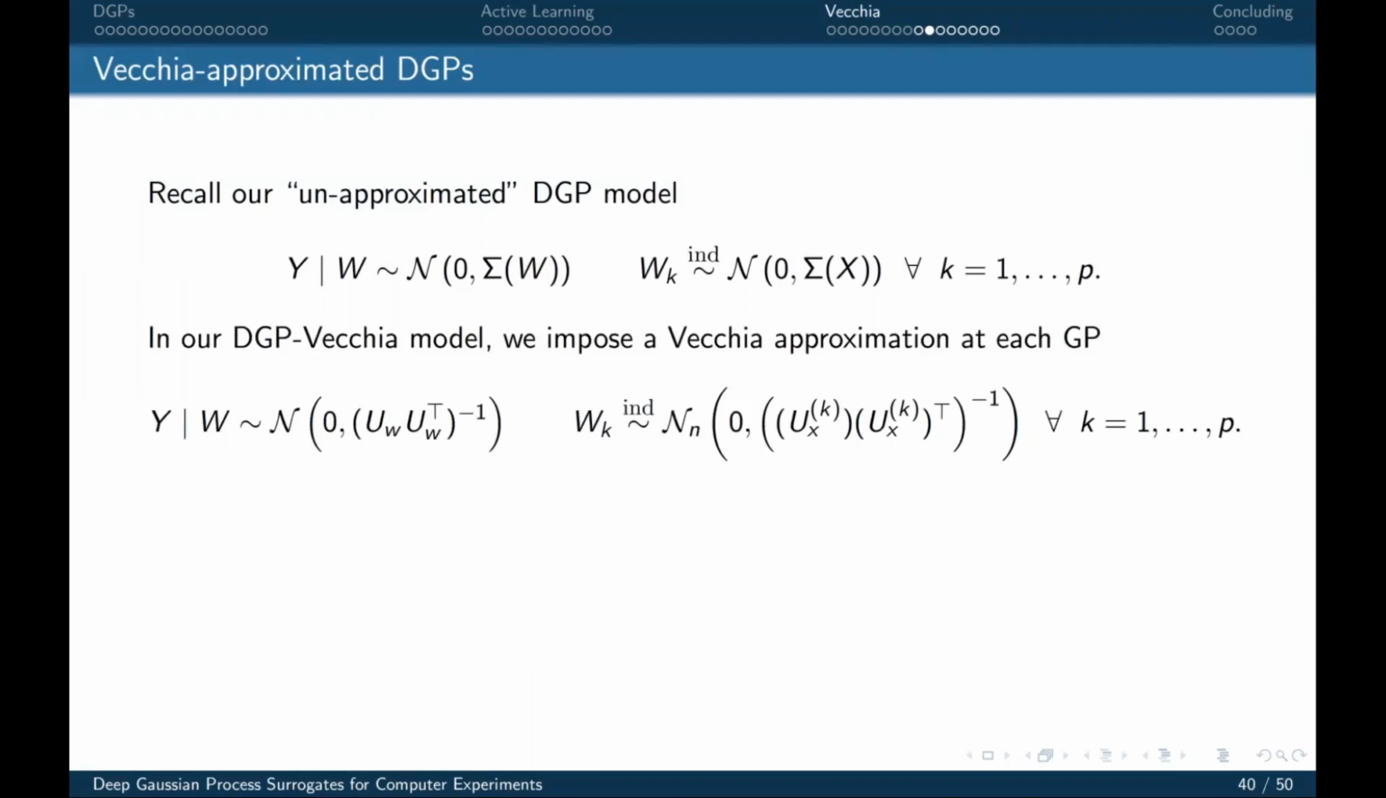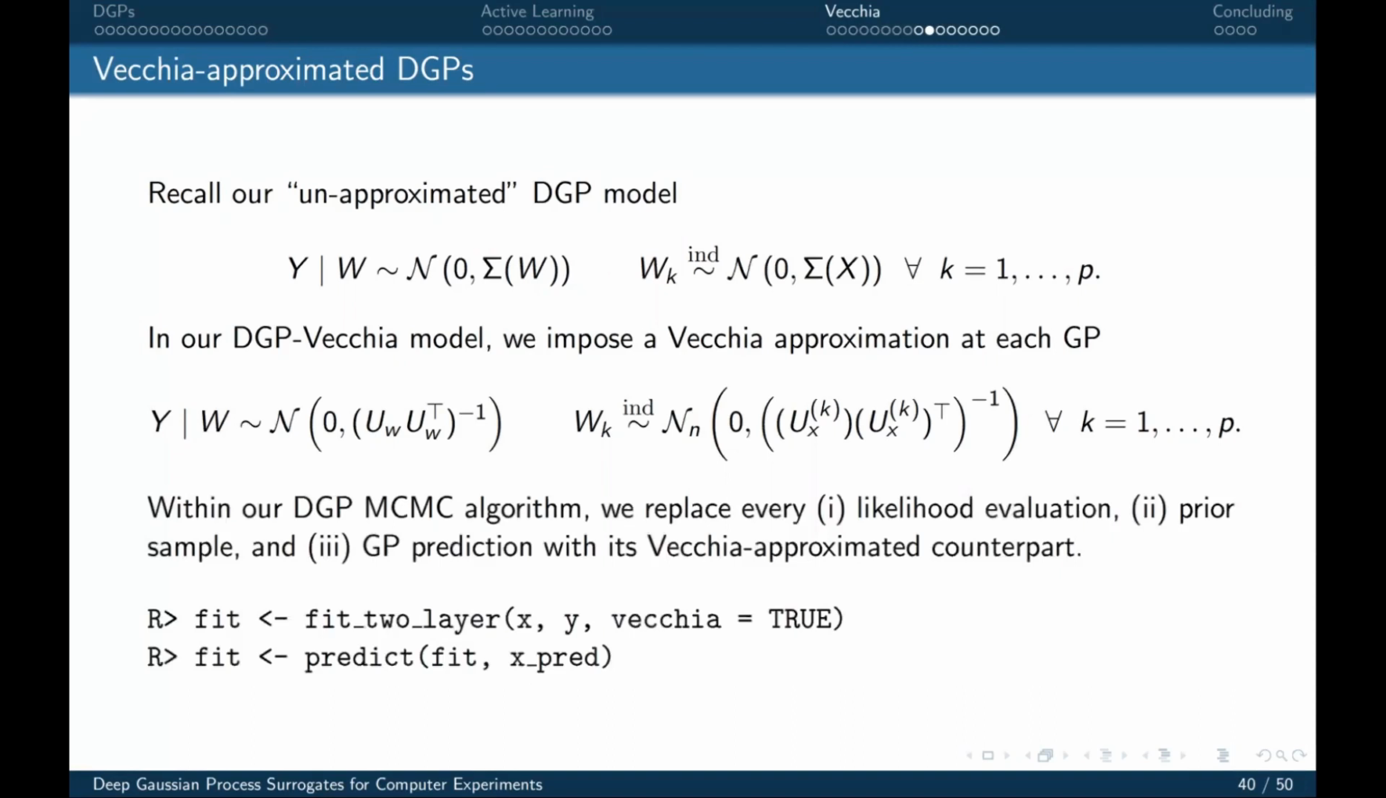So everywhere you see a sigma W, I'm going to figure out what the U's are for that covariance matrix, and I'm going to use it instead. Same thing over here. Inside my elliptical slice sampler, I'm going to do it too. And I've got a fit_two_layer function. You specify vecchia equals true, it will transparently use these U matrices, which are sparse, instead of using the dense decomposition. And it's super fast.